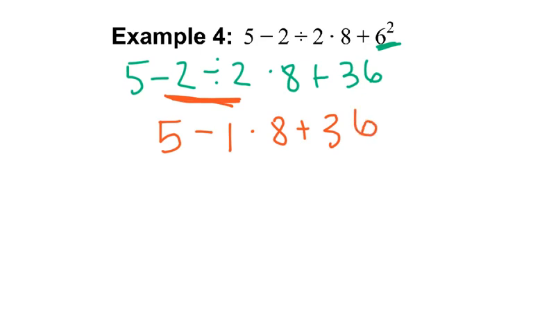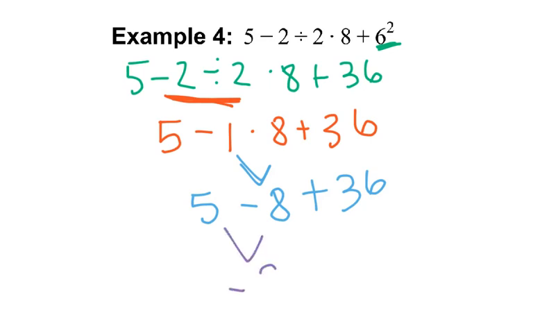Okay? Next, we need to deal with this multiplication right here, which is negative 1 times 8. So we get 5 minus 8 plus 36. And then again, just move left to right here. 5 minus 8 gives me negative 3 plus 36, which equals 33.